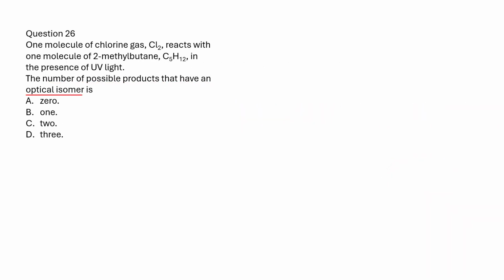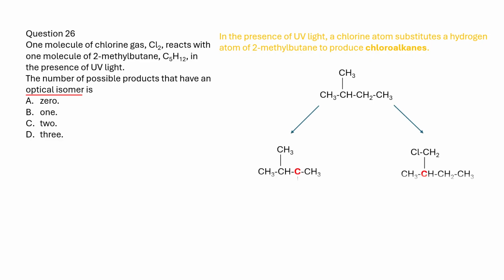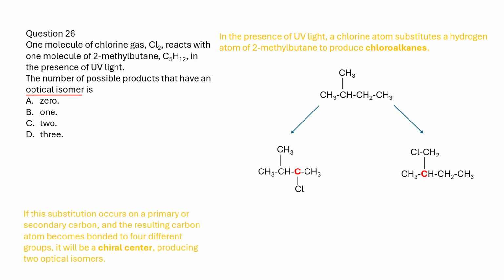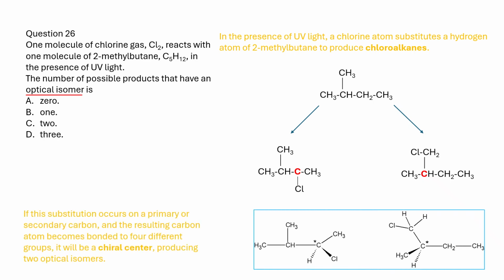In the presence of UV light, a chlorine atom substitutes a hydrogen atom of 2-methylbutane to produce chloroalkanes. If this substitution occurs on a primary or secondary carbon, and the resulting carbon atom becomes bonded to 4 different groups, it will be a chiral center, producing 2 optical isomers.